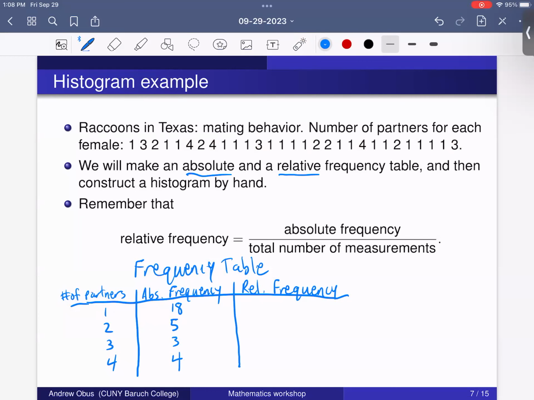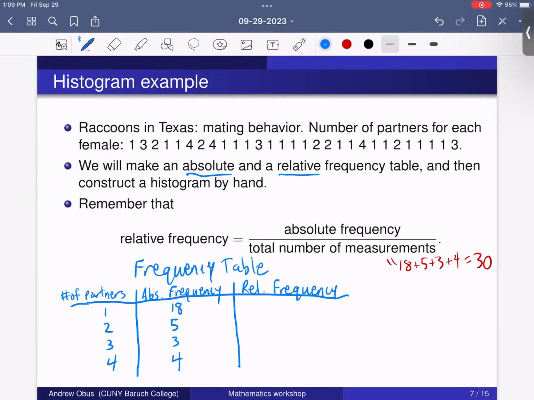So it seems like most raccoons are monogamous. We'll see a chart that shows that. For the relative frequency, we have to divide by the total number of measurements. So what's the total number of measurements? Well, we could just count them all, or since we've already written this all down, we know that the total number of measurements is going to be equal to 18 plus 5 plus 3 plus 4, and that's going to be equal to 30. Okay, so to get the relative frequency, we have to divide our absolute frequencies by 30.